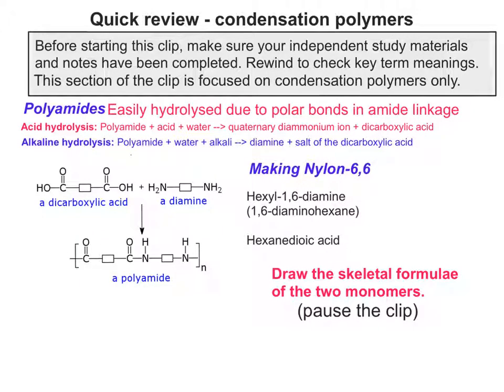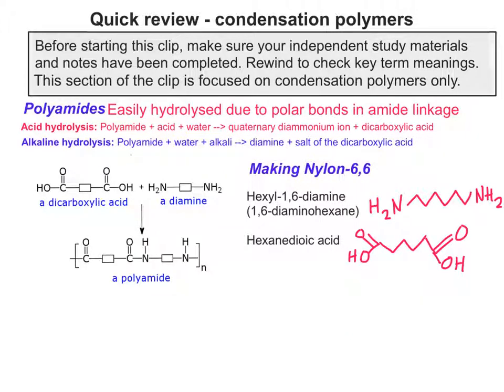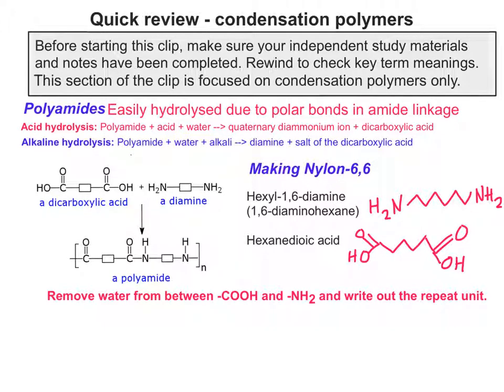So to start things off, I'd like you to try and draw the skeletal formulae of the two monomers. Obviously pause the clip. So hopefully you got these two structures as your skeletal formulae. So pause the clip again and have a think about how this might work. You need to remove the water from between the COOH group and the NH2 group and write out a repeat unit.